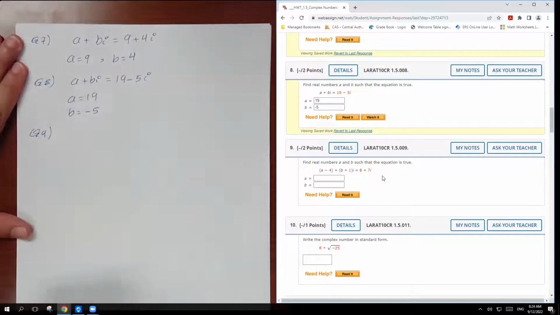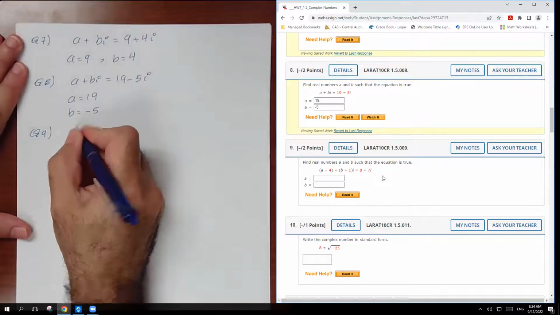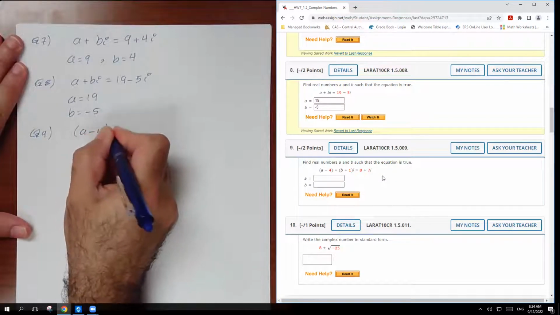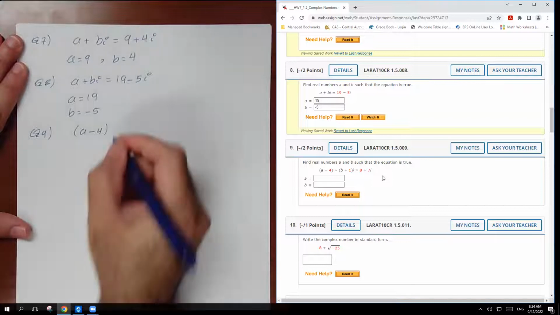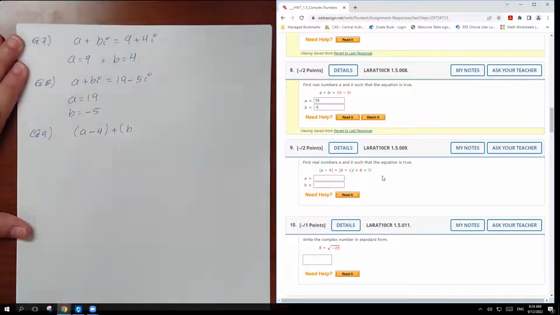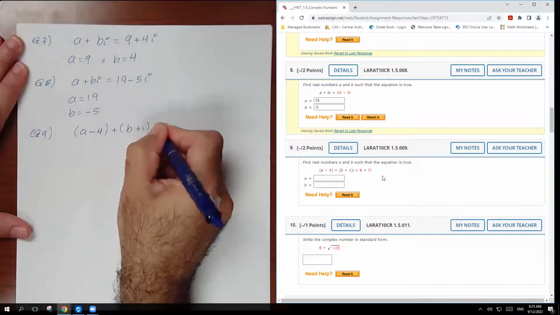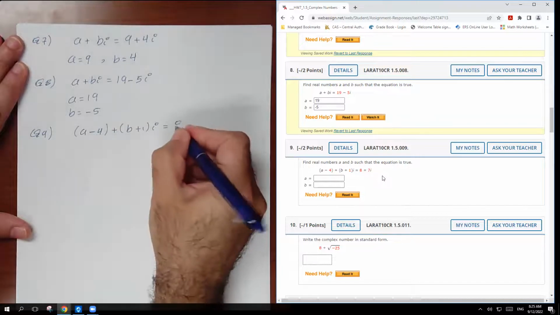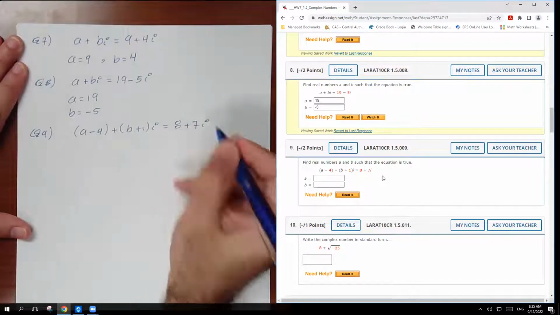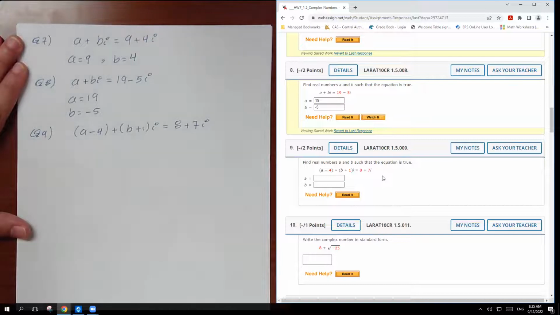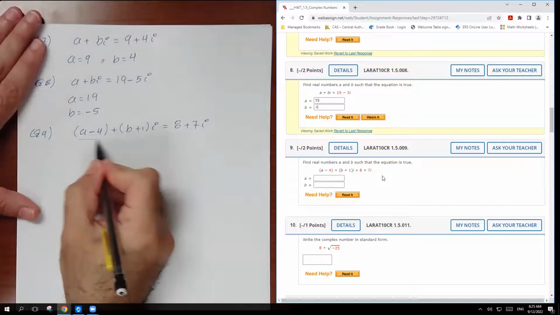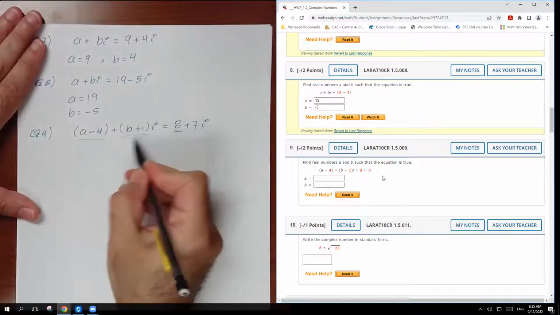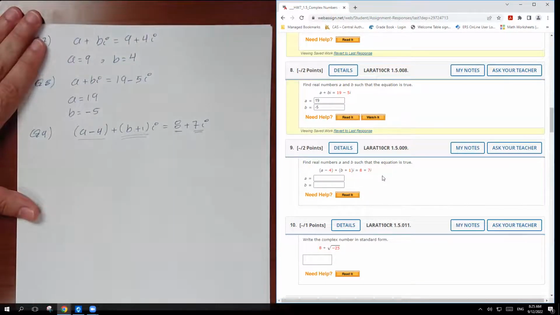Question 9 is (A minus 4) plus (B plus 1)i equals 8 plus 7i. So we need to find the value of A and B. This is the real part, equal to 8, and here is the imaginary part, equal to 7.